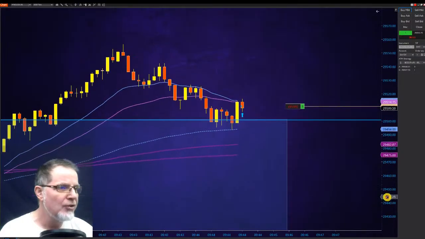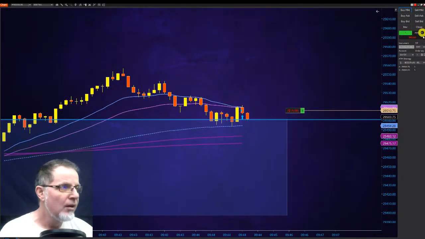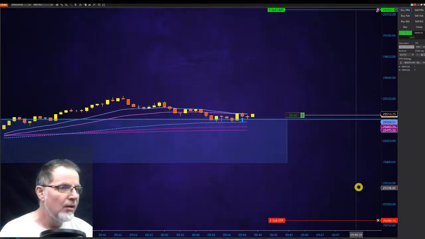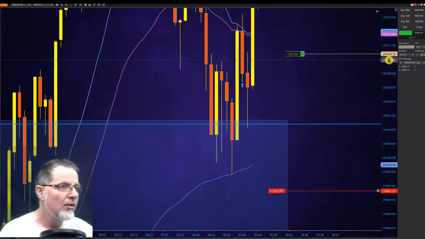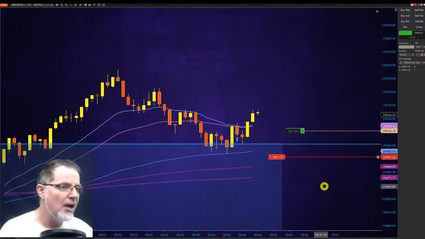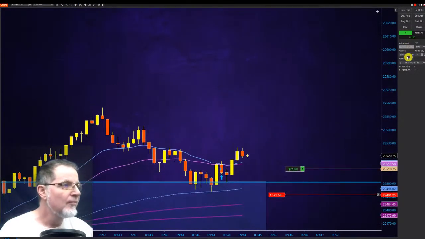Okay, I'm going to try it right here. I'm going to try it. Put my stop right underneath that pivot. Okay, we got green taking out red on top of that box. That's neat.